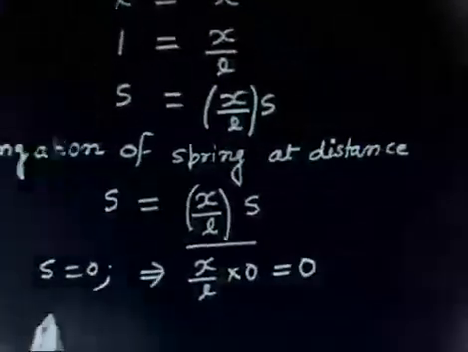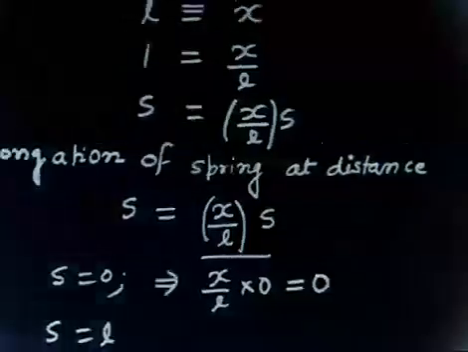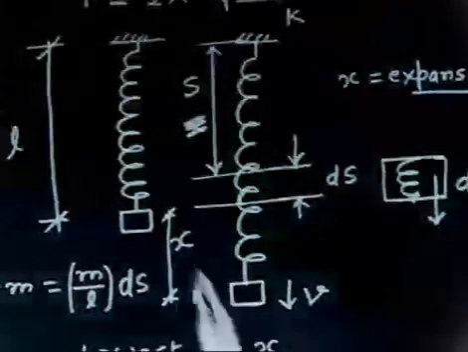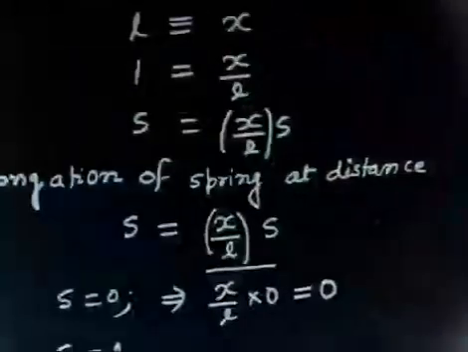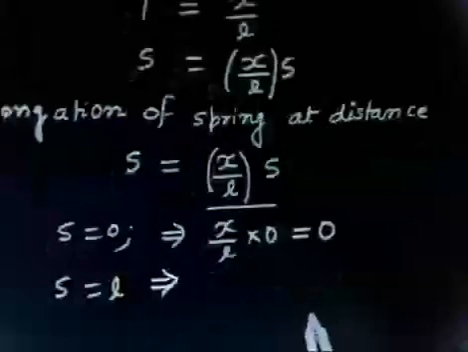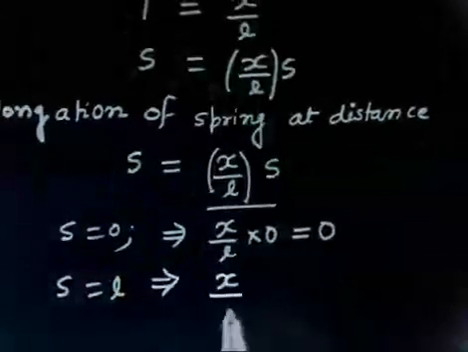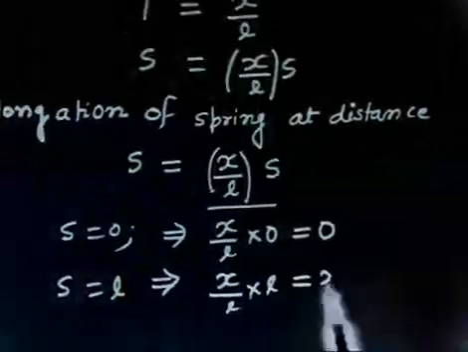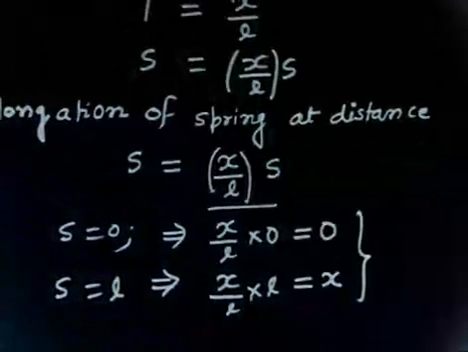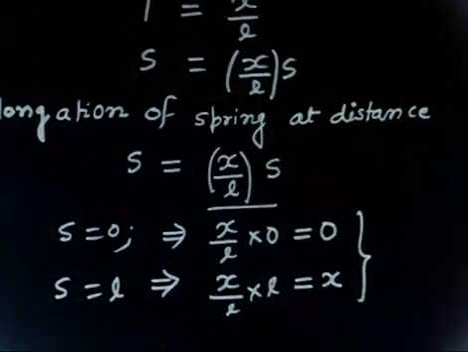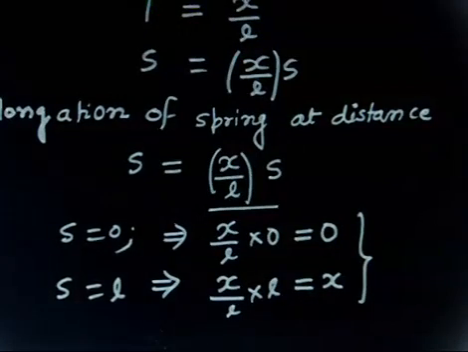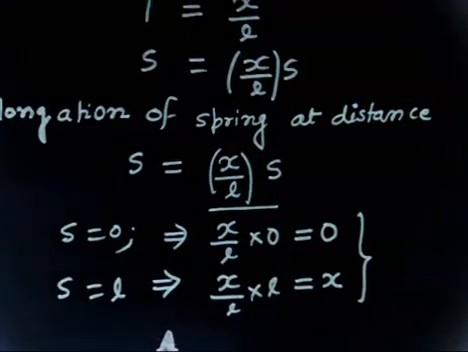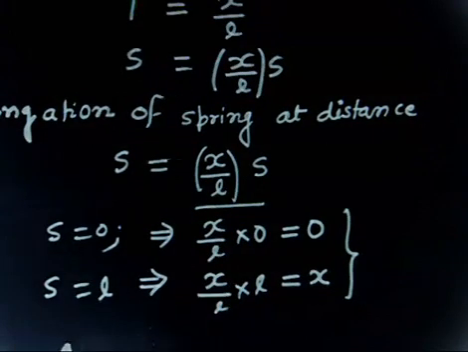Now you see, when S is equal to L, you must have elongation x. So when S is equal to L, at this point, the elongation is x. If I plug in S equal to L in x by L into S, the elongation is x. So this is a linear elongation. What we have done is assumed the elongation of the spring is linear.